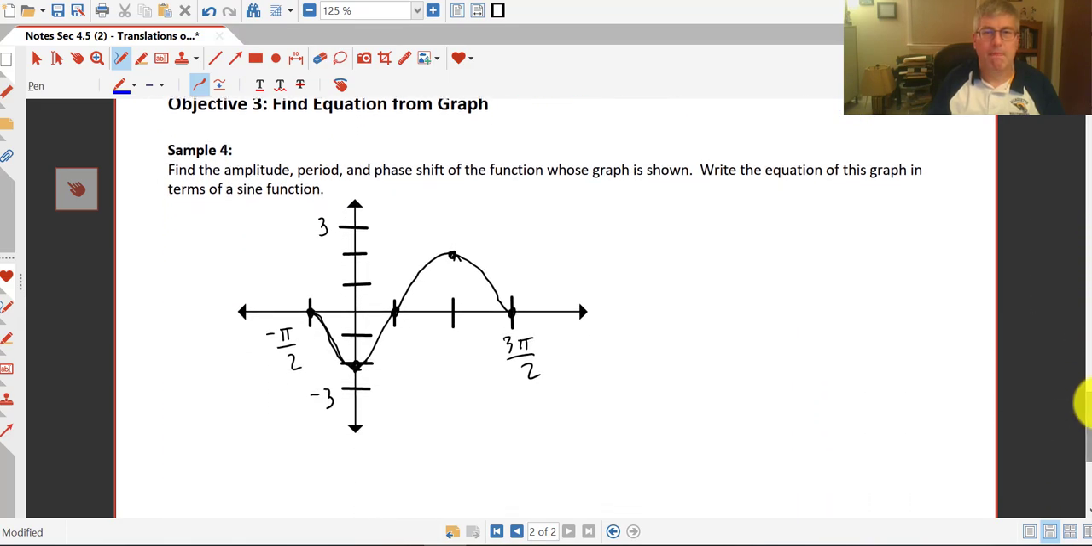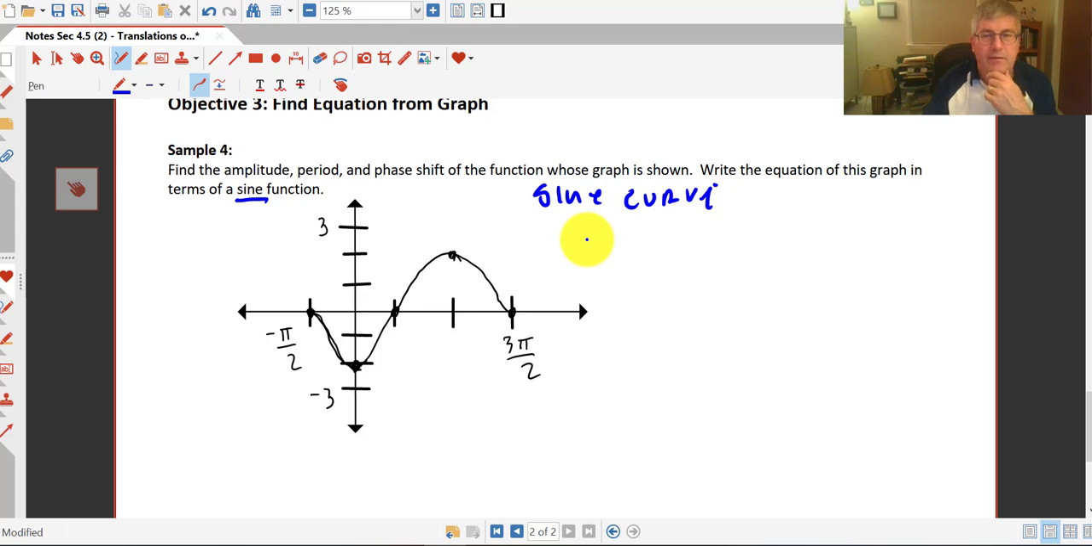Sample 4, find the amplitude, period, and phase shift of the function whose graph is shown. Write the equation of this graph in terms of a sine function. So let's take a look at this graph. This is a sine function. It looks like we've got a minimum down here at negative 2 and a maximum of 2. So it appears that this is a sine curve.